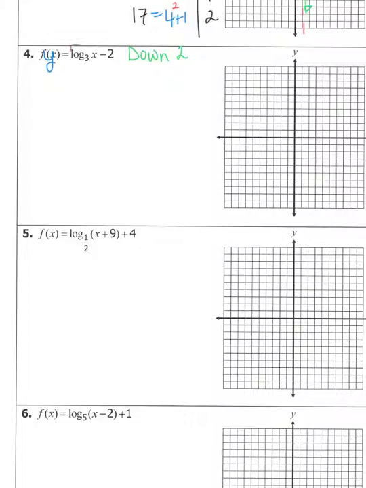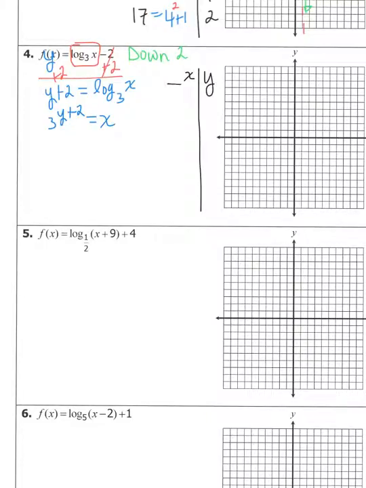So I've got to get this log by itself before I can put it into exponential form. So I have to get rid of the minus 2 by adding 2 to both sides. So I get y plus 2 is equal to the log base 3 of x. Now I can put this into exponential form, so I get 3, and then these are switching. So I get 3 to the y plus 2 is equal to x. Now this is already solved for x, so I don't have to do anything on that respect.